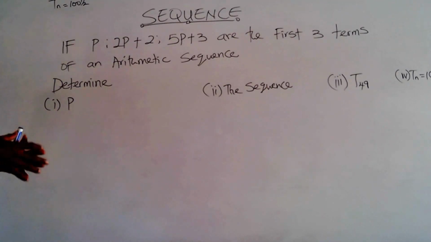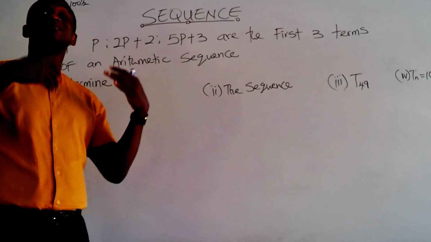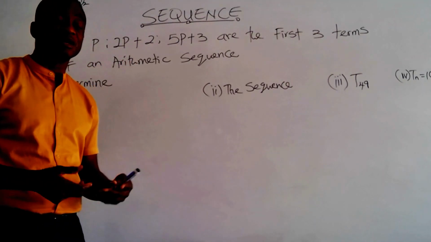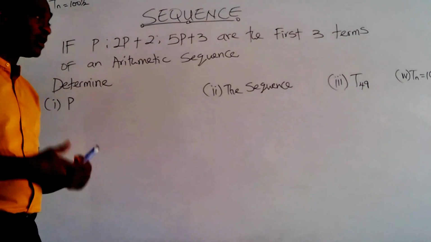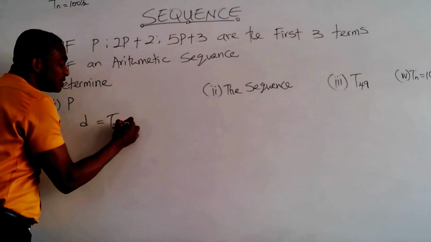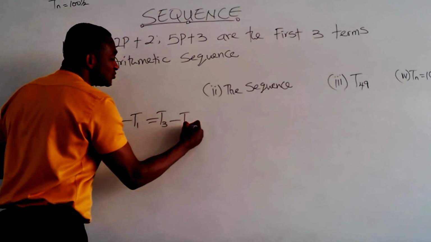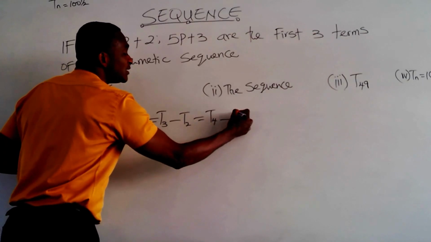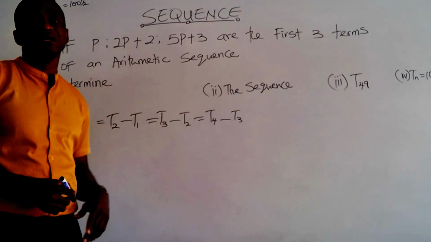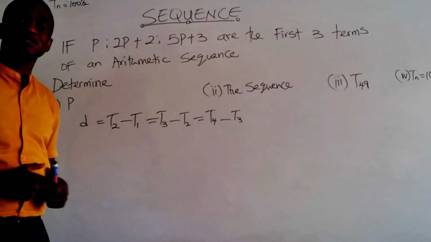Now, what do we do? First thing, what is the major property of an arithmetic sequence? We know that the major property of an arithmetic sequence is that it has a common difference. So we can't just plug in p and start solving, because it won't give us a number. We go back to the common difference, which can be determined if we subtract t2 minus t1. It must be equal to t3 minus t2, which must be equal to t4 minus t3, and so on and so forth. So once we can validate this, it means that our sequence is arithmetic.